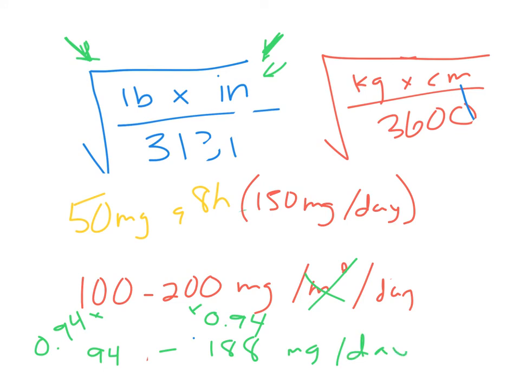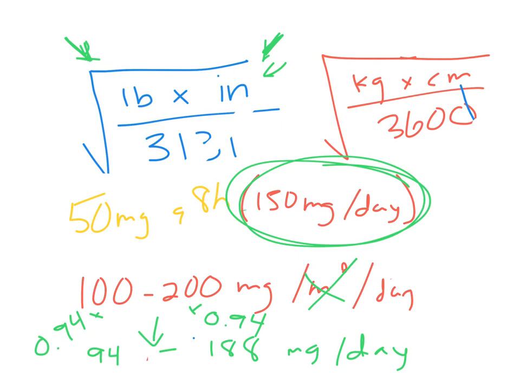And this would be considered safe because they were told to take 150, and that definitely falls within that range. So this would be considered a safe dose, and if you do the dosage calculation, they would end up taking just a tablet every 8 hours.